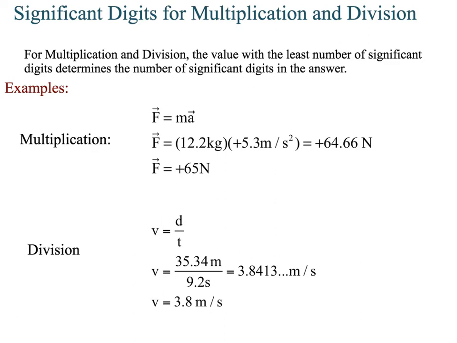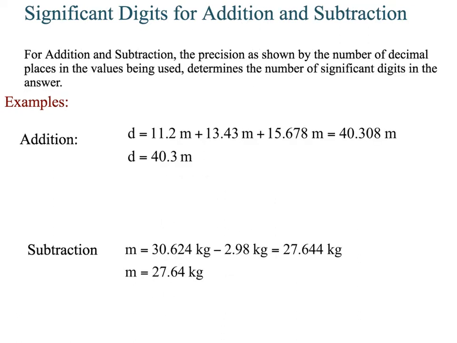Let's take a look at the rules for addition and subtraction. For addition and subtraction, the precision as shown by the number of decimal places in the values being used determines the number of significant digits in the answers. That sounds a bit confusing, so let's see what they mean. So in this case, we're finding out what the distance is. We've got 11.2. This value has been measured to the 10th. So it's not super precise. The 10th measurement is okay.